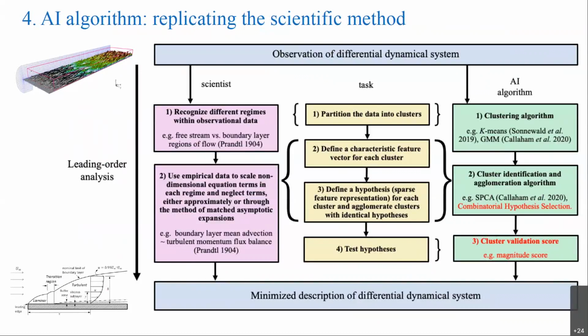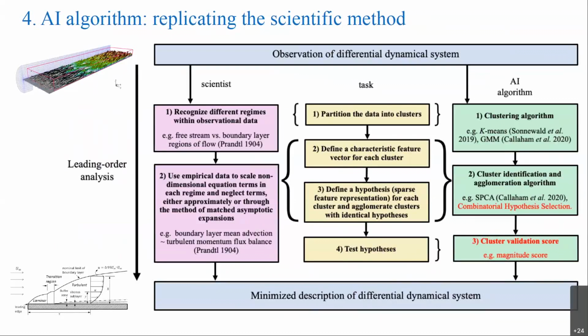And in this case, the feature vector is the equation terms. So you're going to get a mean equation for each regime that's been identified. And then you have to define what we call a hypothesis, which is just saying that we're going to assign equation terms a 1 or a 0, on or off. And then the final step is to test that hypothesis, which is to say, how well is it fitting the data?